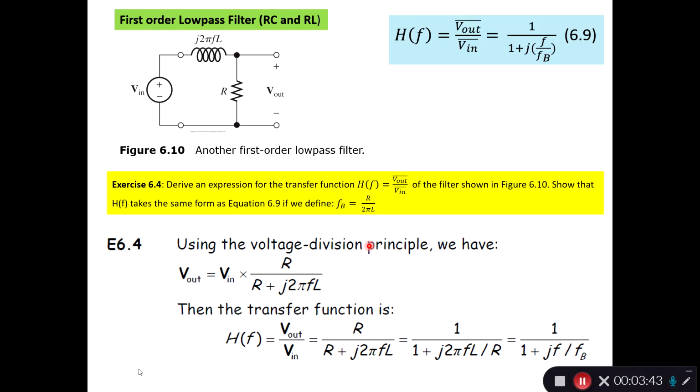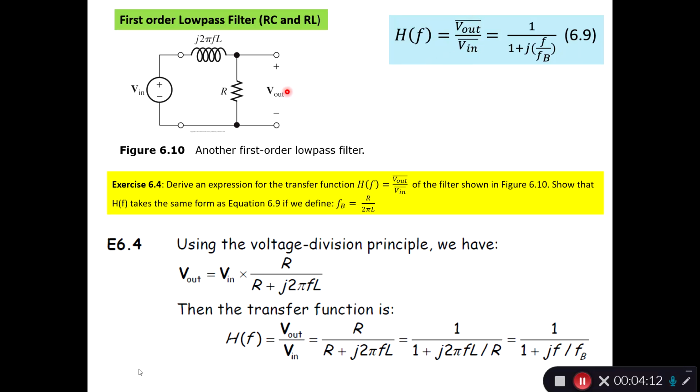So we have to derive the transfer function. And the transfer function for a low pass filter is this one here. We know that. And we are given the information that the breakpoint frequency for an inductor and a resistor is R divided by 2πL. So how can we now find the transfer function?